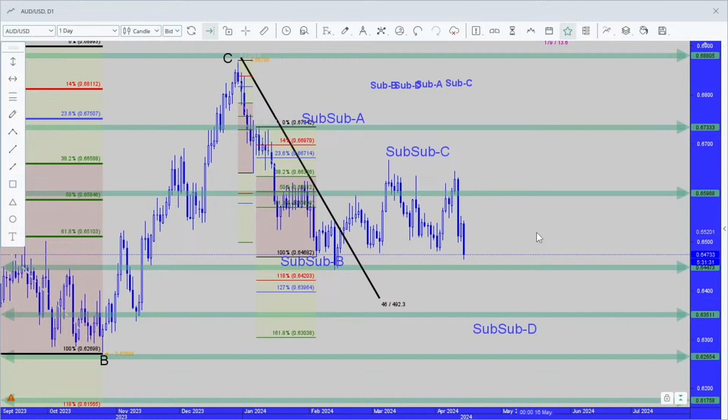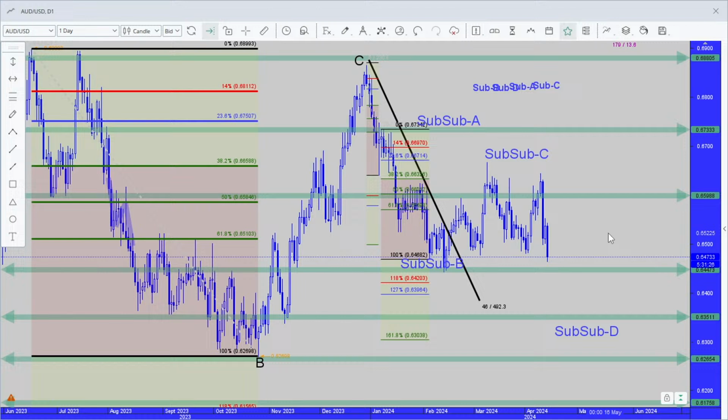You need to learn this, everybody. You need to learn about the alignments. So me personally, I'm shorting it. I'm shorting AUDUSD.